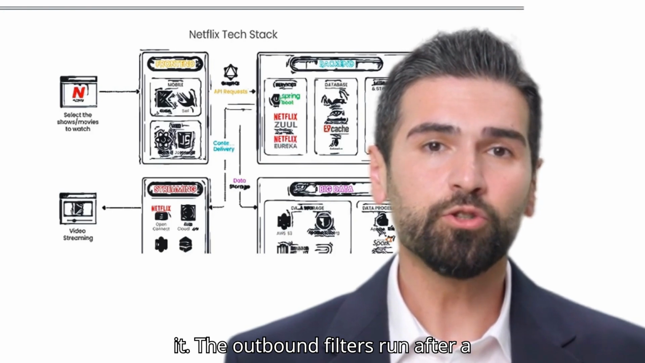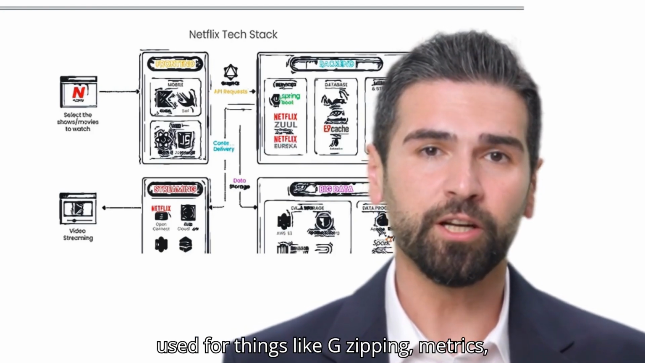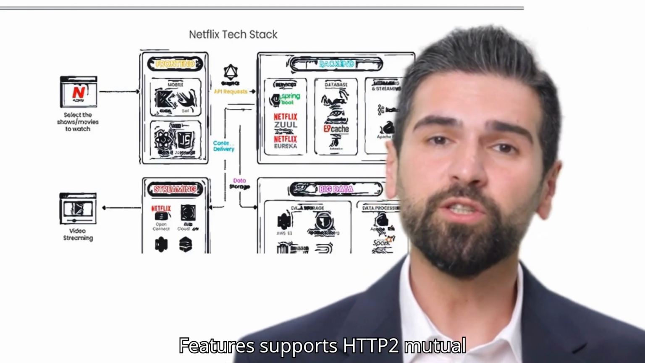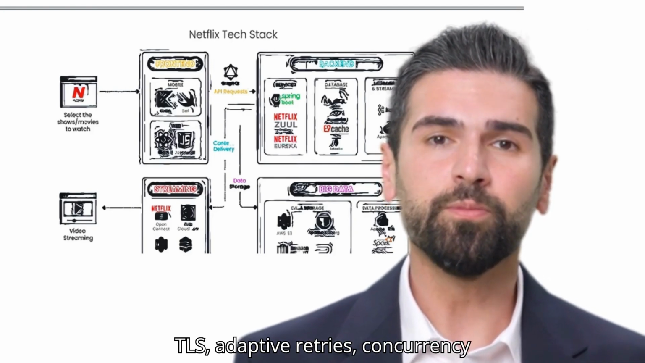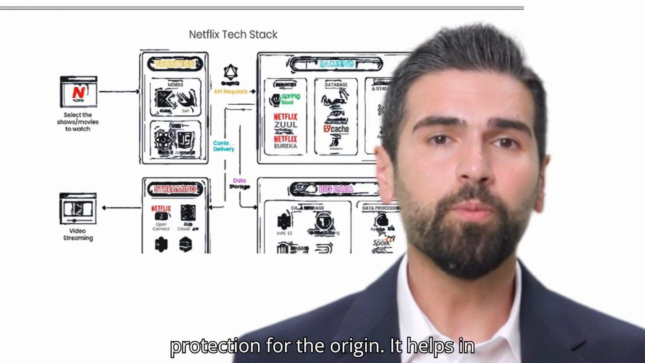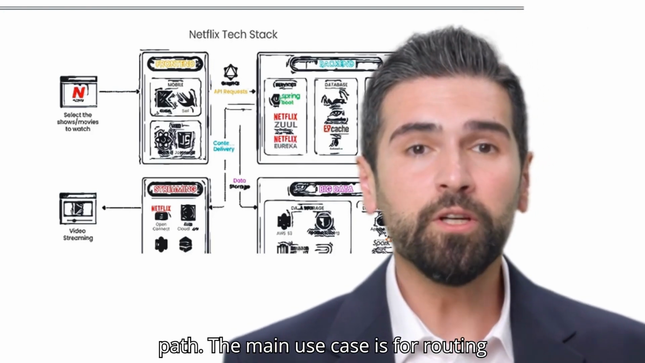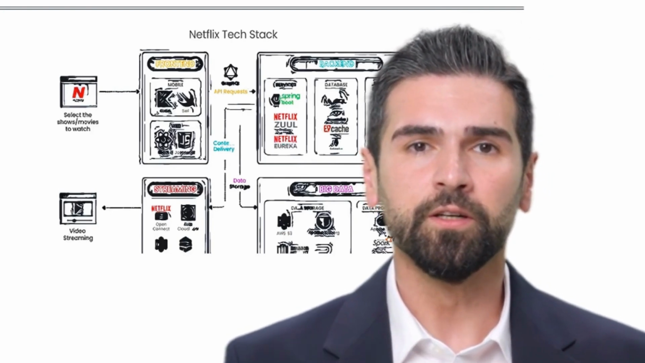The outbound filters run after a response has been returned and can be used for things like gzipping, metrics, or removing custom headers. Features: supports HTTP/2, mutual TLS, adaptive retries, concurrency protection for the origin. It helps in easy routing based on query params, URL, path. The main use case is for routing traffic to a specific test or staging cluster.